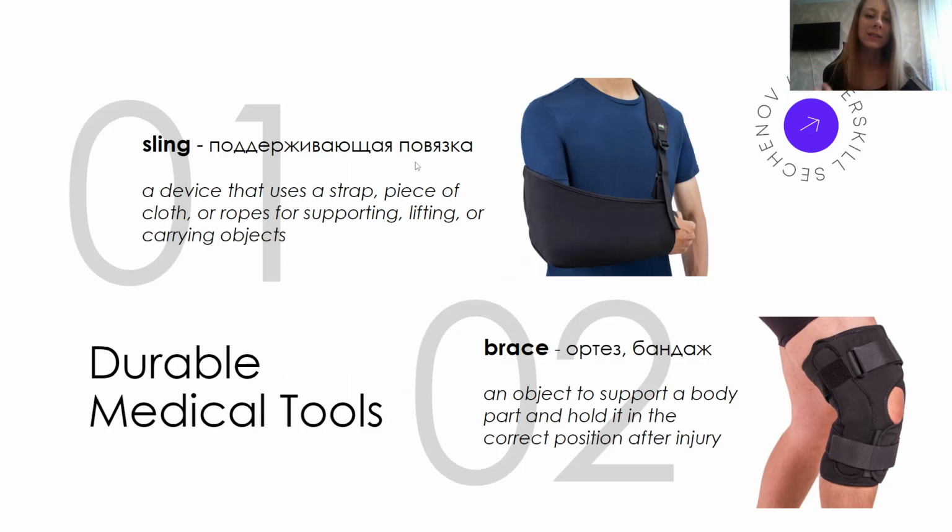And the last, we will talk about durable medical tools. So durable medical tools are, for example, sling, a special device that we use to support and to carry some objects. So here you can see a man's arm in this sling, but also you can see a baby sling and a baby in this sling.